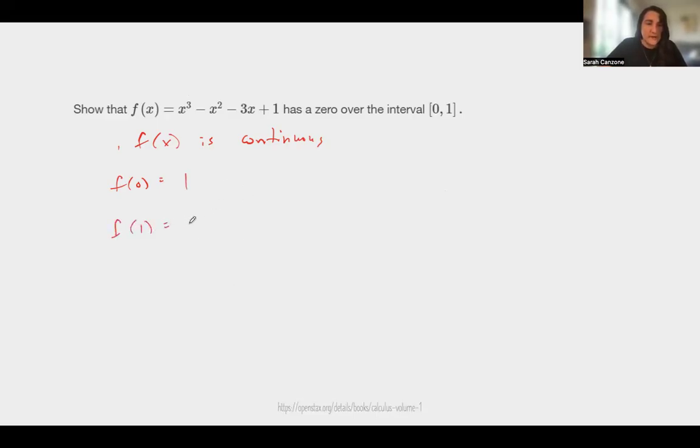What about f at 1? Well, that's 1 cubed minus 1 squared minus 3 times 1 plus 1, which is 1 minus 1 minus 3 plus 1. 1 minus 1, that just goes to 0. So that's negative 3 plus 1, which is negative 2. So we have f of 0 is positive 1, f of 1 is negative 2. Since one is positive and one is negative, we know that it does have to cross through the x-axis. So we've shown that it has a 0. There we go. So this has a 0 in 0 to 1.